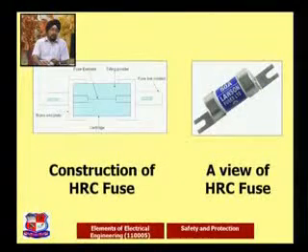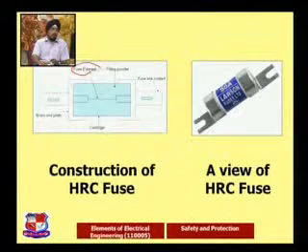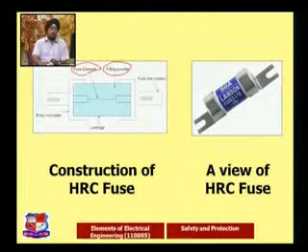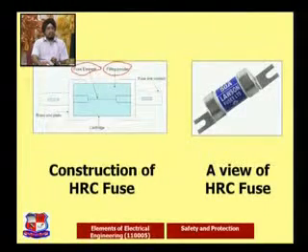And as we said, they are used for the protection of low voltage feeders and motor protection. This is the construction of the HRC fuse. This is the fuse element, meaning whatever wire we have talked about. And the filling powder, which was not present in the previous case. This filling powder is very important, and it is going to quench the arc.